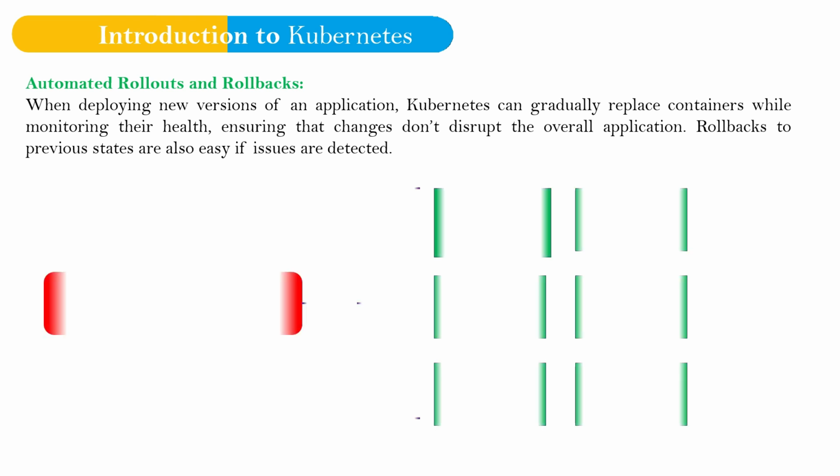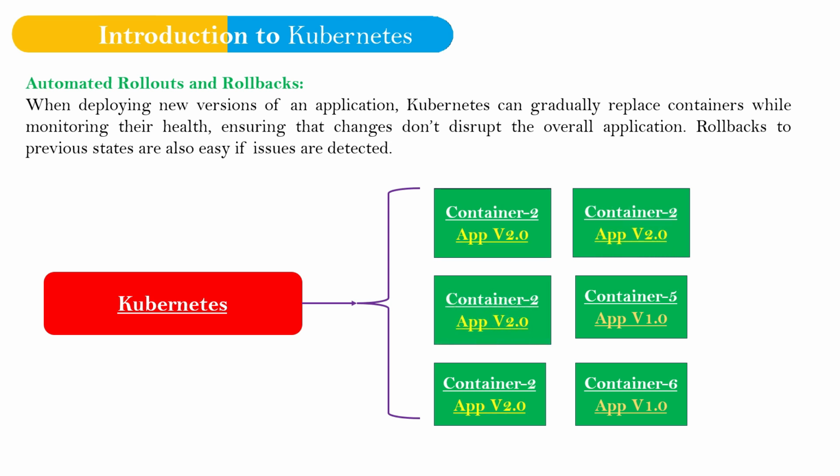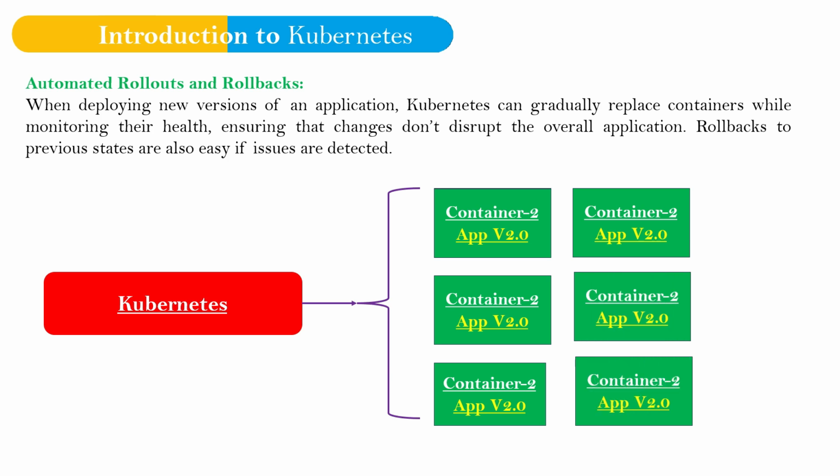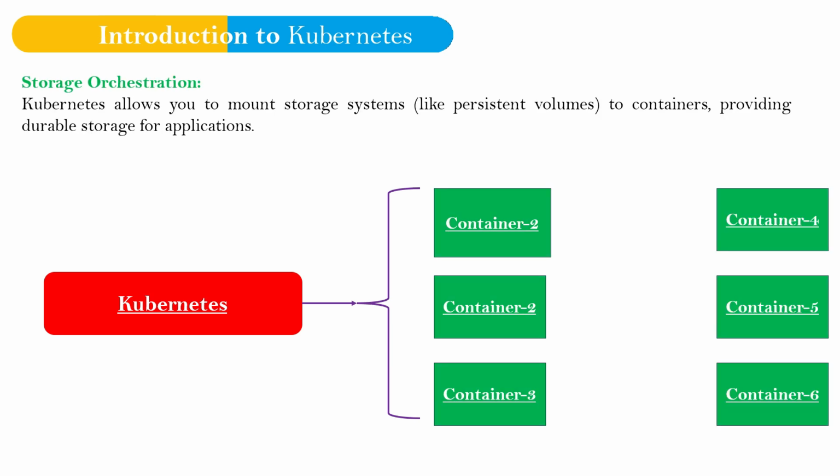For example, today you have 6 containers with version 1 of the application, and you would like to release version 2. Kubernetes can gradually replace your containers with the new version: maybe the first container, then the second, then the third, then the fourth, fifth, and sixth. And suppose you would like to roll back to version 1.0 because you have some problem with the newly deployed application, then you can roll back to the previous version easily with the help of Kubernetes.